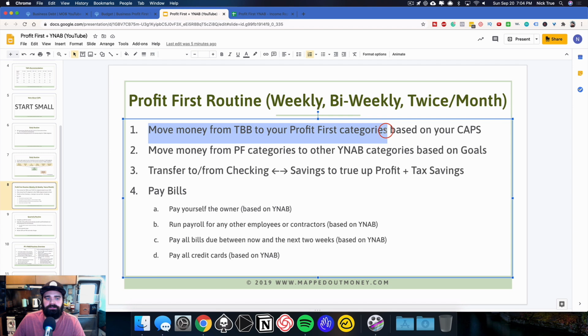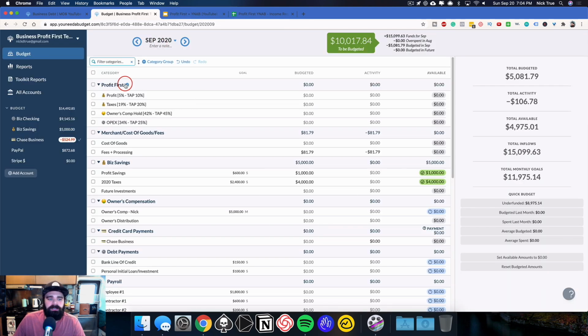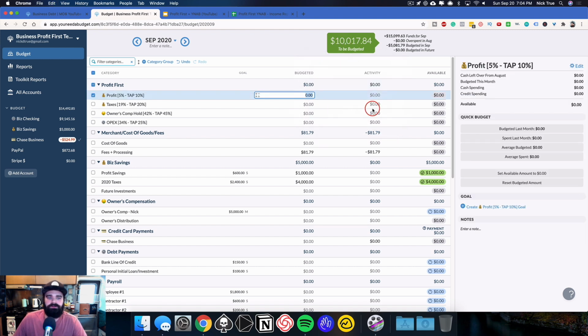The first thing you're going to do is move money from to be budgeted to your Profit First categories based on your caps. This is why we set up this group right here. Now, you can use YNAB to do this, right? You can actually use YNAB to copy this number, and then YNAB can do math for you. So you can paste this number right here, and then choose a little multiplication symbol, and then hit it with a 0.05.